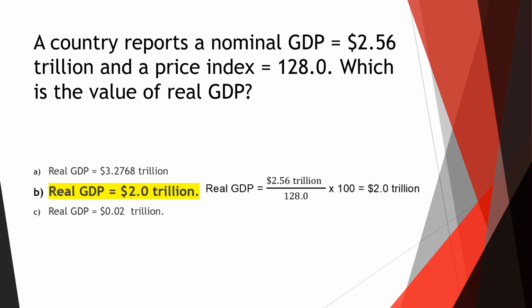Real GDP measures production using base year prices and current year quantity. In this question, nominal GDP needs to be reduced by the amount of price change since the base year. This means taking nominal GDP and dividing it by the price index and then multiplying it by 100. This gives us a real GDP value equal to $2 trillion.